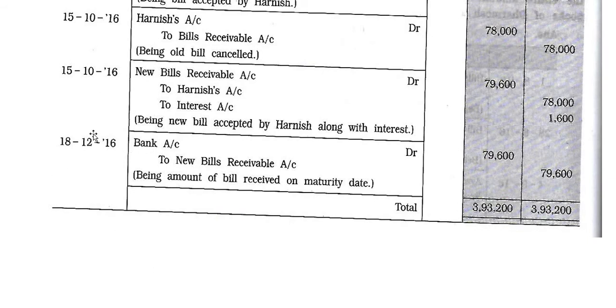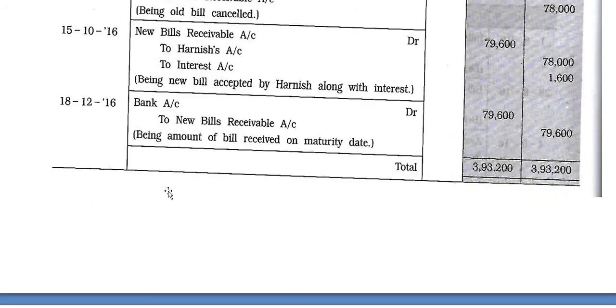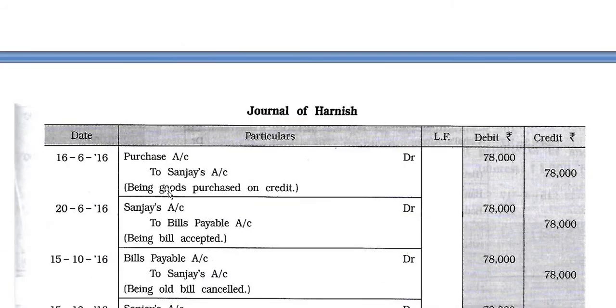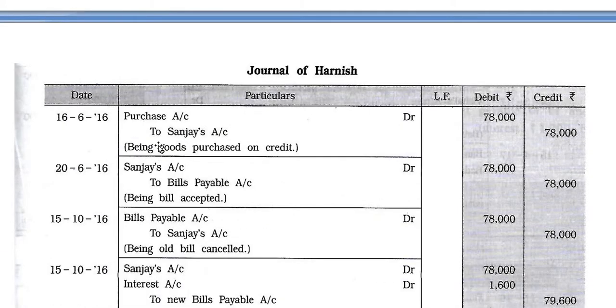18/12/2016. After 2 months, the amount of the bill is received. Bank account debit 79,600 to new bills receivable account 79,600. Being amount of bill received on maturity date. Now, journal of Harnish.